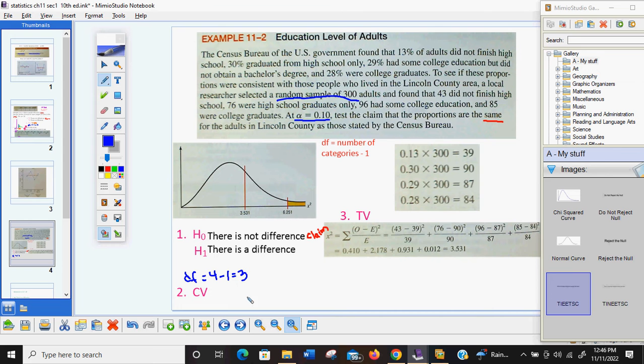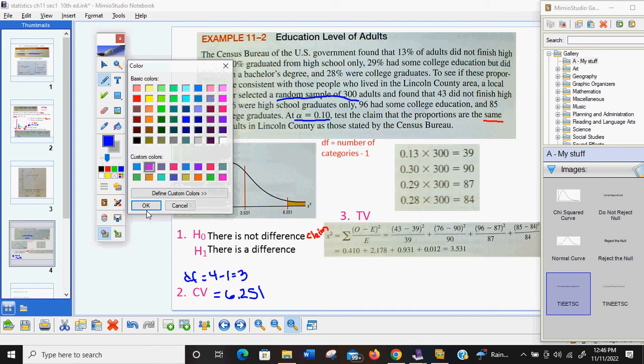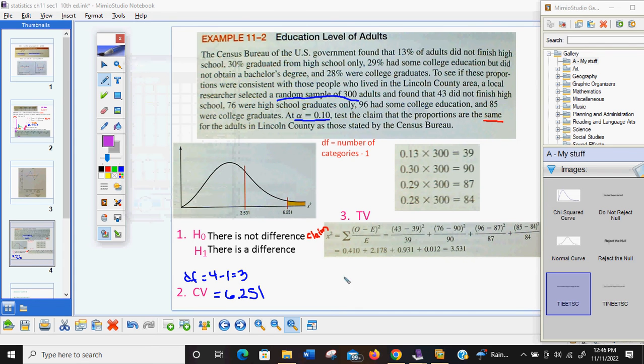So you grab your chi-squared chart, you go down 3 on the left, you go across to alpha of 0.10, and this time our critical value is going to be equal to 6.251. That is our step 2. Our critical value goes right here. Next, we're moving on to step 3. Step 3, we're doing our test value.